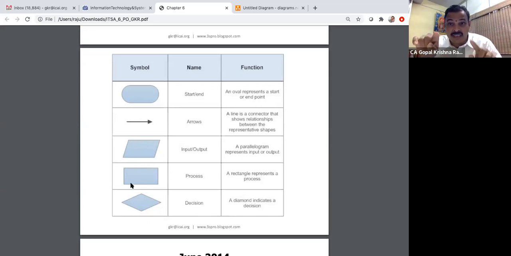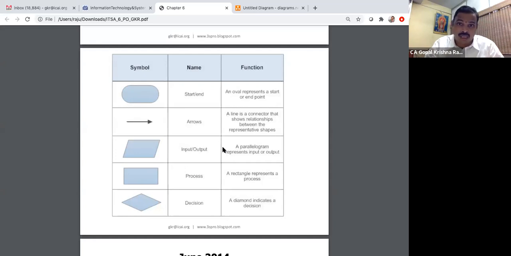Sometimes you have to make a decision, this side or that side, yes or no, left or right, male or female, greater than 10,000, less than 10,000. Then use a diamond, or maybe you can call this a rhombus. Okay, it's a decision box. I'll only use these symbols, not more than that.